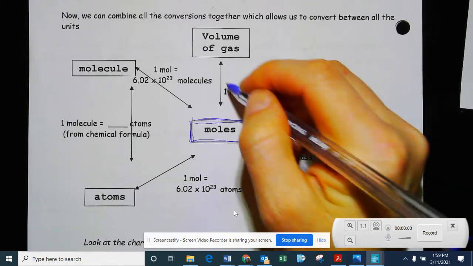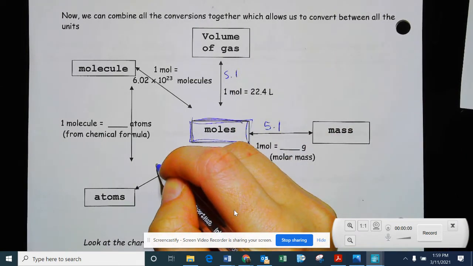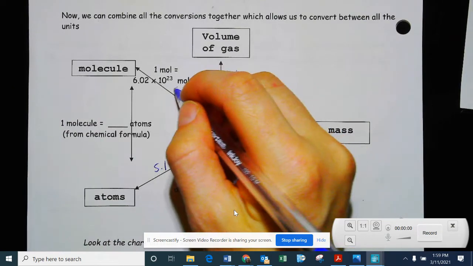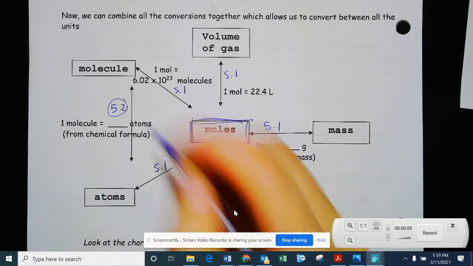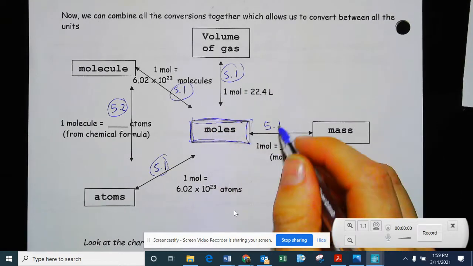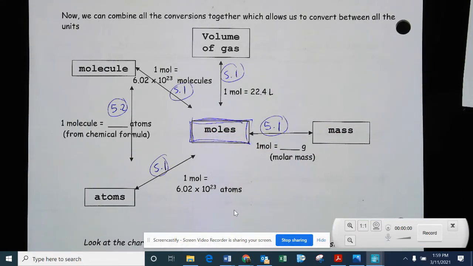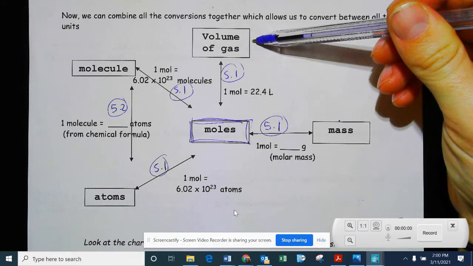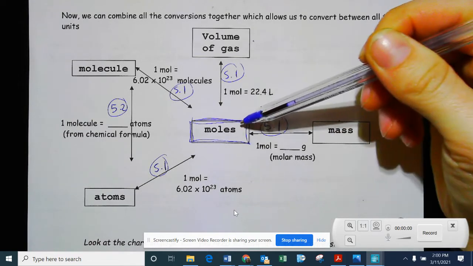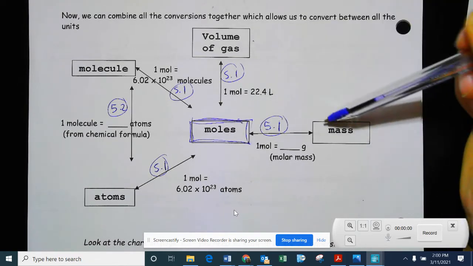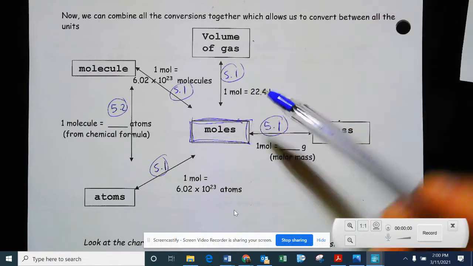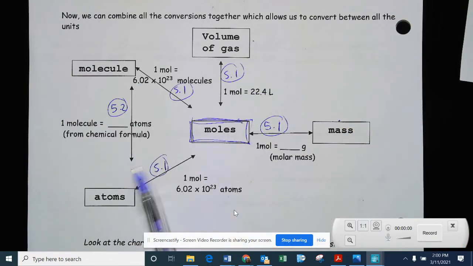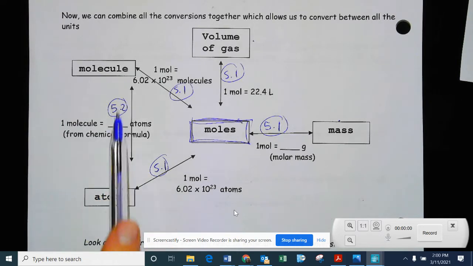This conversion is from 5.1, from 5.1, from 5.1, and then this is our new thing that we just did. So these are where you can find the notes on how to do those different conversions. But you need to be able to toggle between all of those different units. And you will never be asked to go between mass and volume directly. You can only get there by going through moles. So the only one that you don't have to go through moles to get to is atoms and molecules. Does that make sense?